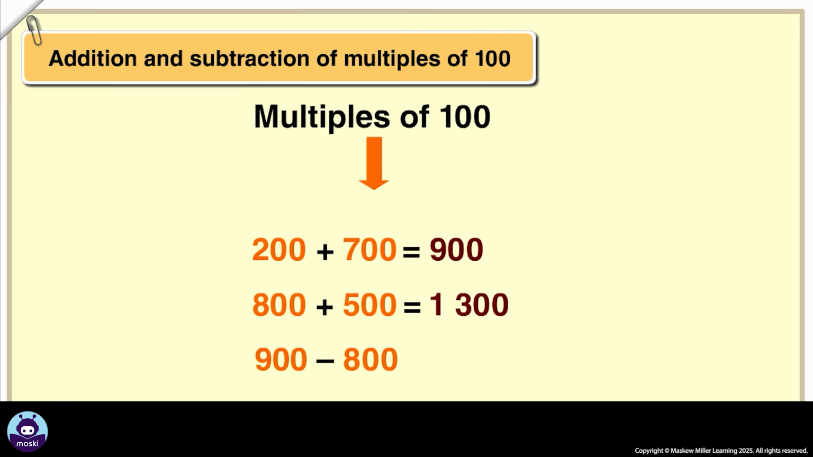When subtracting multiples of 100, you first write 00 and then subtract the values of the hundreds as if you were subtracting units and then write the answer on the left of the 00. 900 minus 800 equals 100.